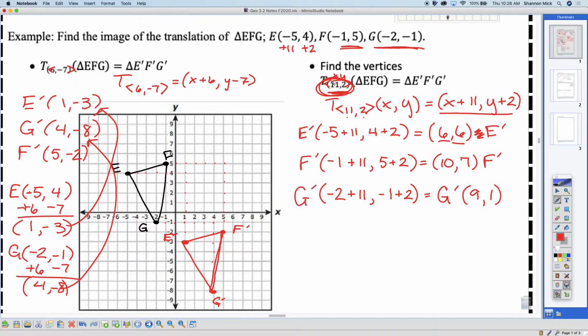Okay, I see it. So this is my rule over here, which was 6, -7. So I added 6 to all my x's and subtracted 7 from all my y's. Why did you subtract? Because it says -7. If it's positive, I add. If it's negative, I subtract.